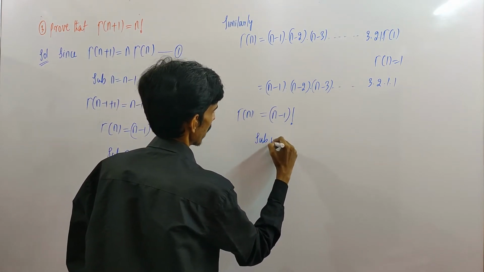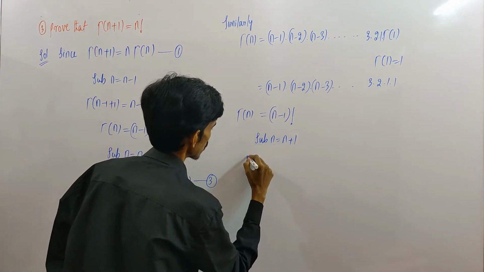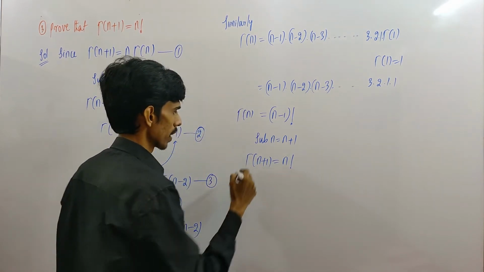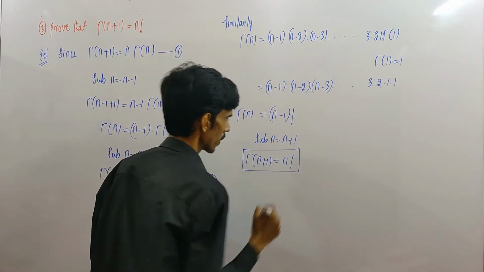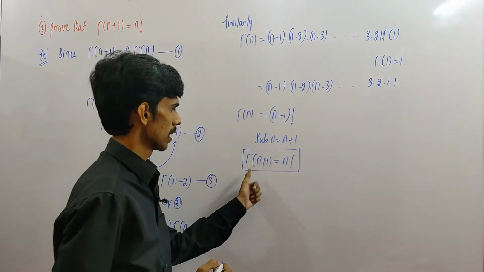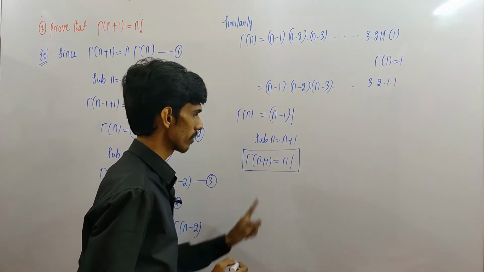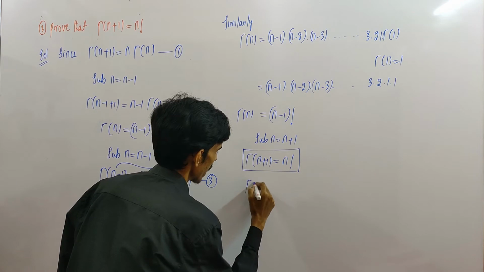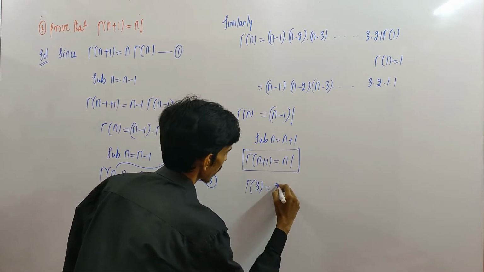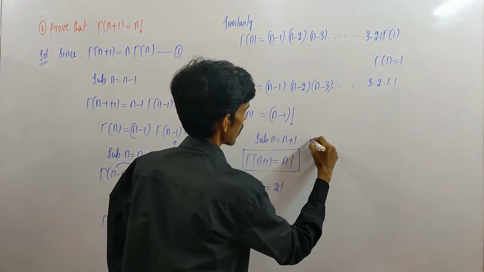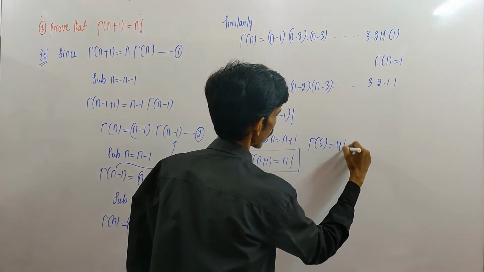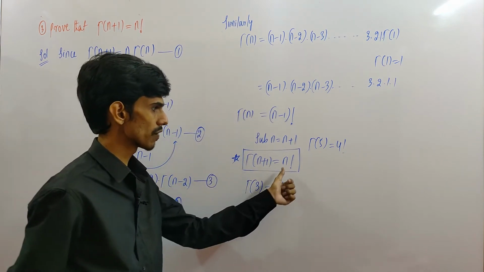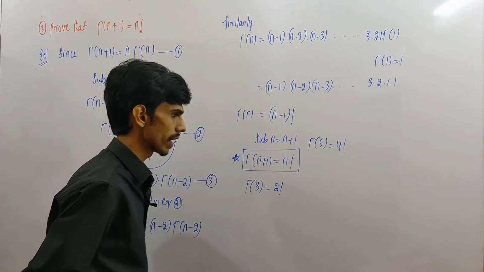Substitute n as n plus 1. So we have gamma of n plus 1 is equals to n factorial. This is a very important result while solving problems. Gamma of n plus 1 is n factorial. We have to take a value less by 1. For example, if we have gamma of 3, take 2 factorial. Gamma of 5, take 4 factorial. This is the advantage of using this formula, since solving a factorial is very easy.